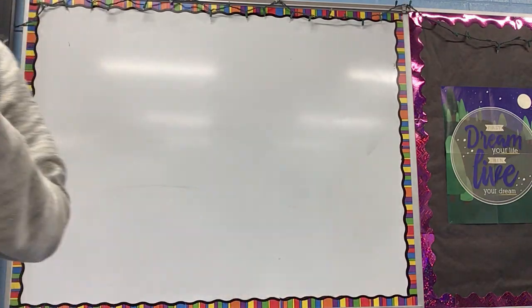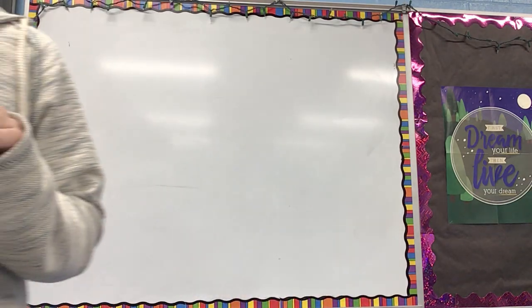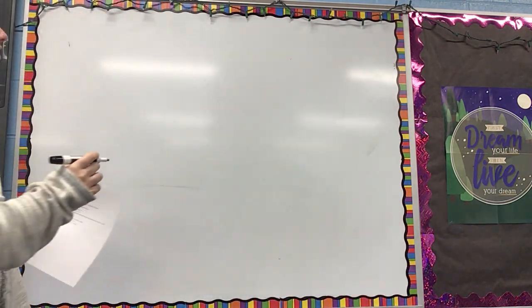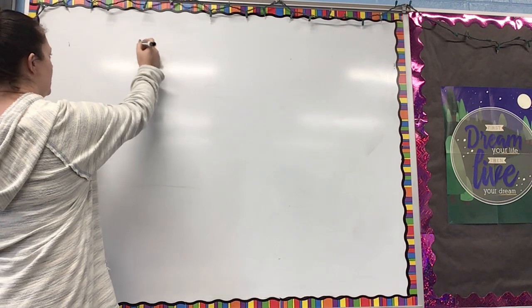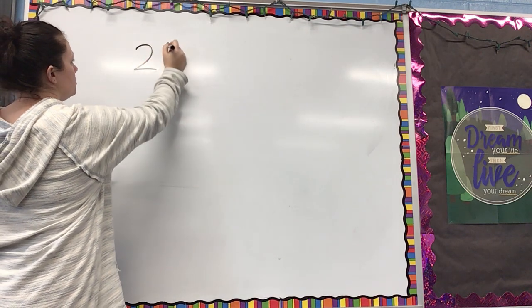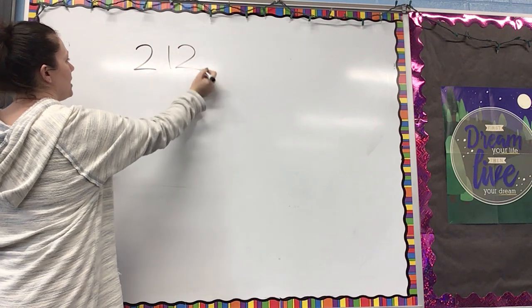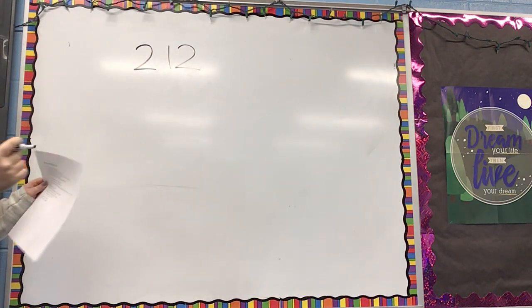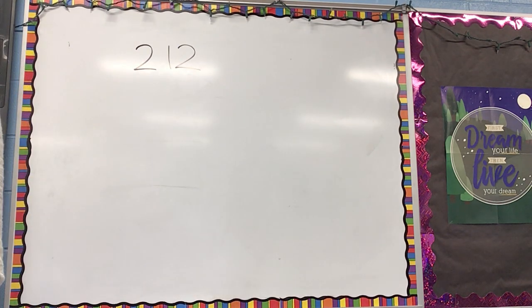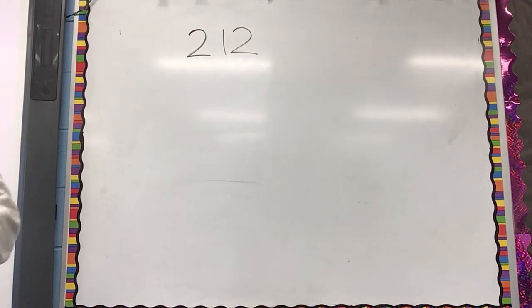Ladies and gentlemen, good computation here is going to be key. I want you to think of a 3-digit number. Anything you want. I'm going to go with 212 is my 3-digit number. 1, 2, 3. You pick your own 3-digit number.